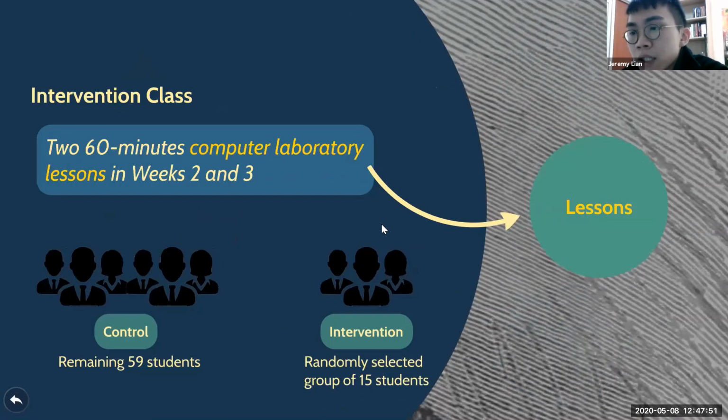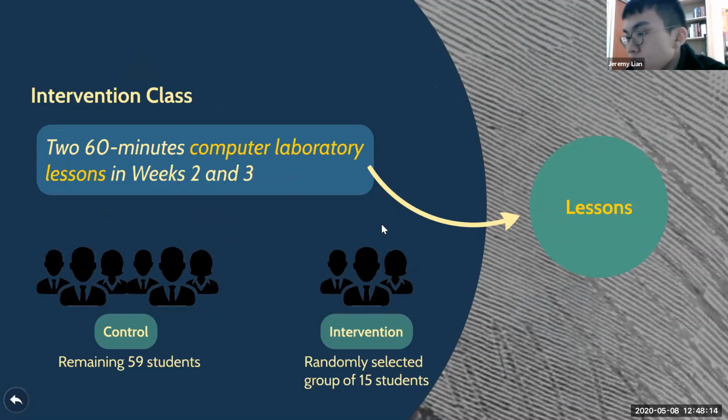A randomly selected group of 15 students were invited to be in our intervention class, where they underwent two 1-hour computer laboratory lessons covering selected topics from our computational materials. These lessons are additional instruction, and they continue to attend normal lectures and tutorials together with students from the control group.